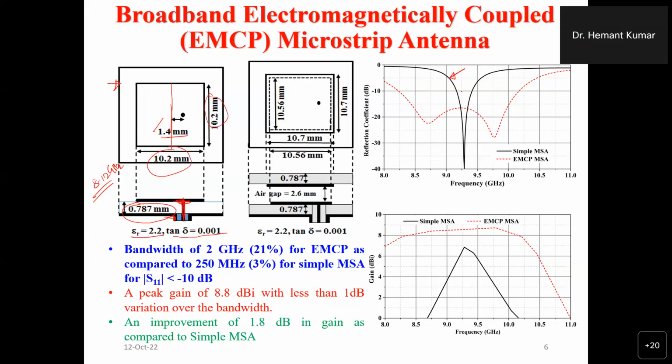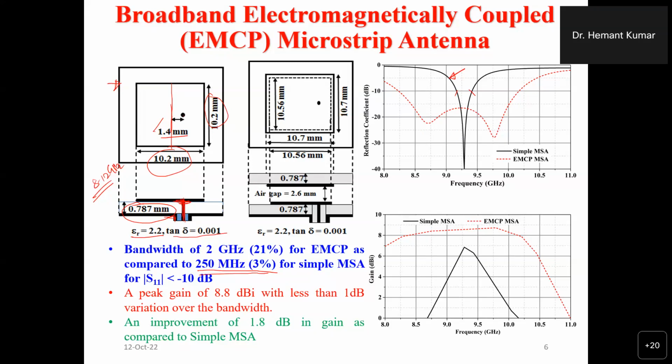And these are the results. If you see, the bandwidth that has been obtained for minus 10 dB reflection coefficient is approximately 250 megahertz, which corresponds to 3% bandwidth. So the bandwidth of this microstrip antenna is a major disadvantage. It gives you a very narrow bandwidth. But there are many techniques to improve the bandwidth of a microstrip antenna.